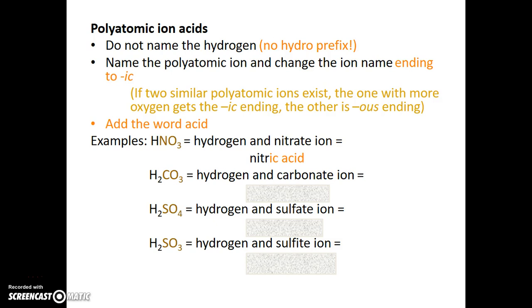Then we have H2CO3. That's hydrogen paired with carbonate ion. So again, this is going to be an icky acid. And so it becomes carbonic acid. Then we have H paired with SO4, hydrogen and sulfate. Again, sulfate has more oxygen than sulfite, which is actually the next example. So sulfate is the icky acid, and so it is sulfuric acid.